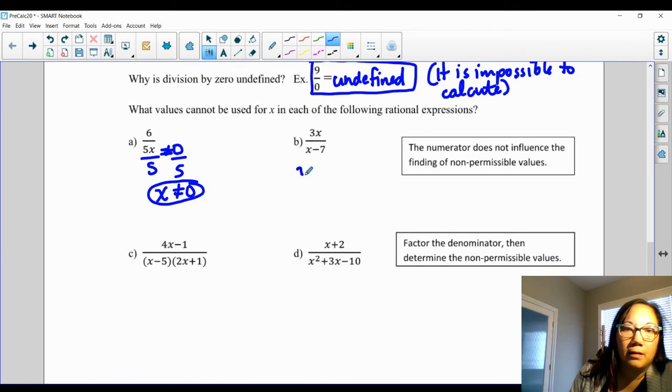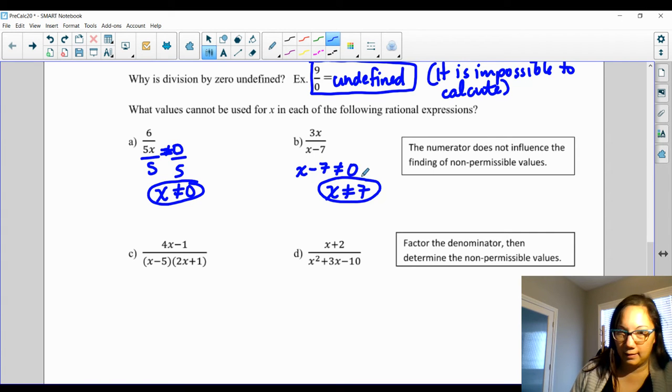For question B, I'm going to create a little mini inequation. I'll say the denominator here, x minus 7 cannot equal 0. I'm going to add 7 to each side, and therefore x cannot equal 7.